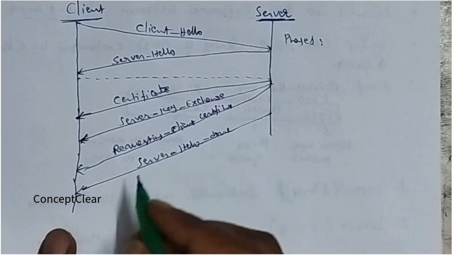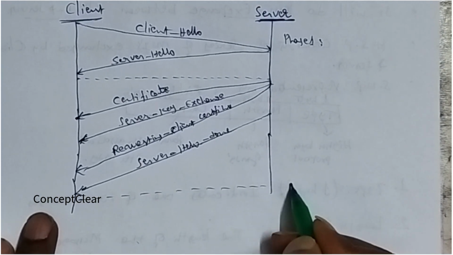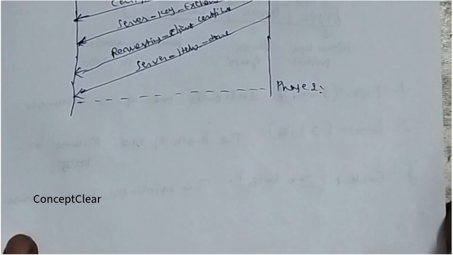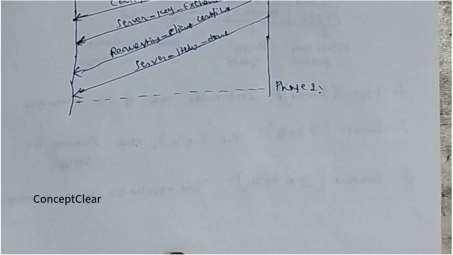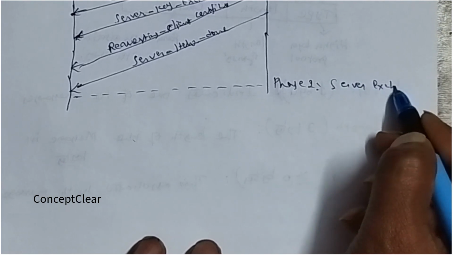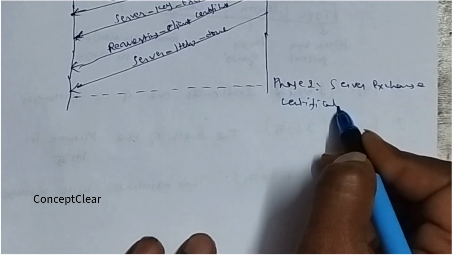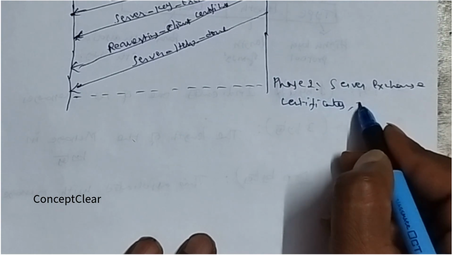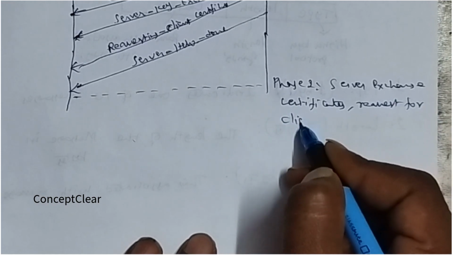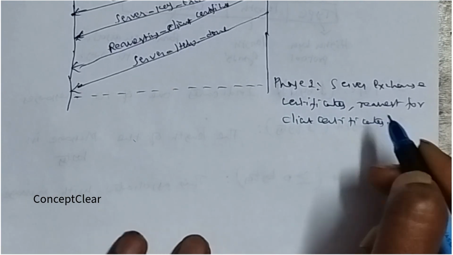Up to here is phase 2. What is phase 2? In phase 2, the server exchange: the certificate, and the request for the client certificate. This is phase 2.